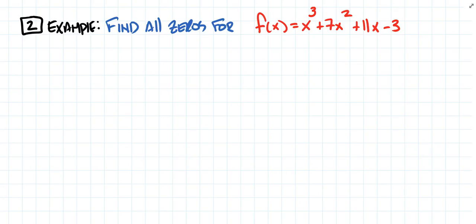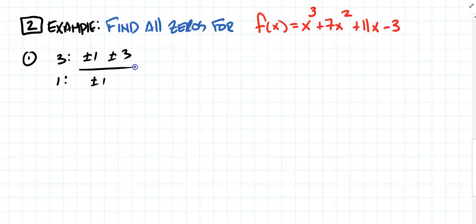Okay, box number 2 is another example of the same type of problem. We're going to find all the zeros for the following function here. So the first thing that I'm going to do is get my list going. I'm going to take the number 3 and give all the factors, plus or minus 1, plus or minus 3. Pretty straightforward. And then take all the factors of 1, so that's just plus or minus 1, and divide them.